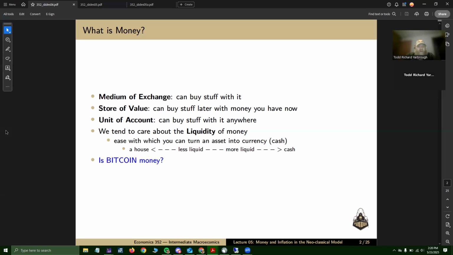If you look at the slides, there's actually a link here to an article by the St. Louis Fed, basically asking the question, is Bitcoin money? And there's some really interesting analysis there.